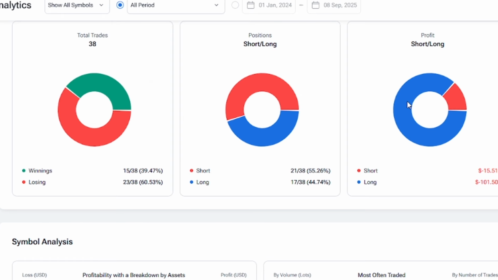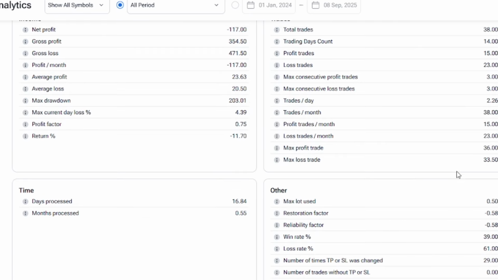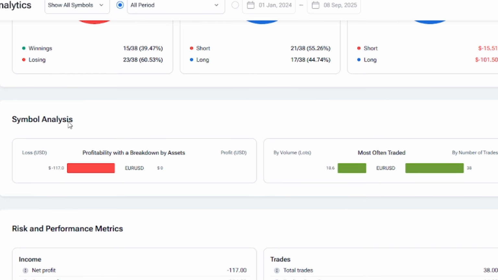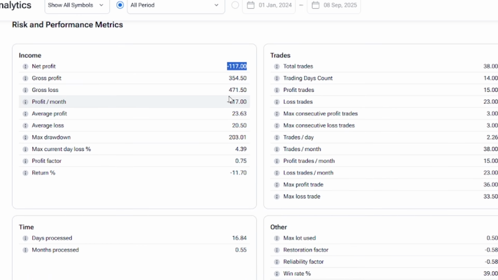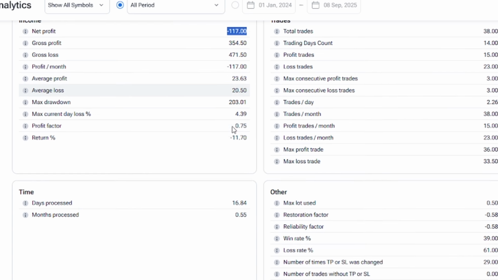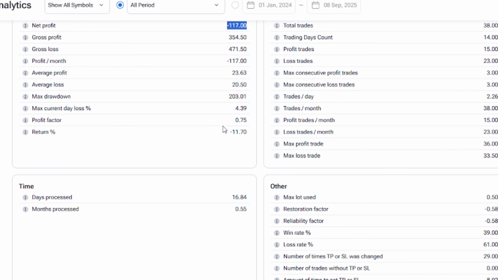So after 38 trades, the strategy is not working as good as I thought it would. So far we have had a win rate of only 39% and a net profit of negative 117%. With our risk to reward ratio, this shouldn't be happening, but I'm going to show you why it happened and how you can avoid it. But you can also see that our profit factor is only 0.75, which is way less than it needs to be if you want to be profitable.